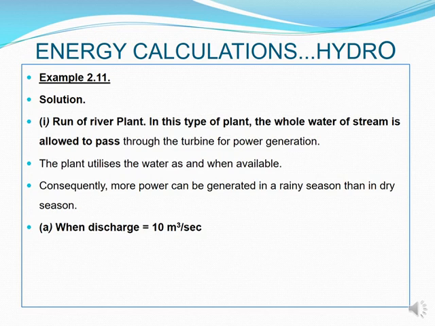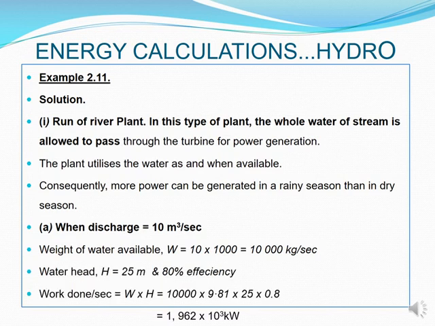So when we discharge the 10 cubic meter per second, we will have the weight of water available being the 10 multiplied by 1,000, which is 10,000 kilograms per second. Then when we talk about the water head, it will be the 25 meters, but we must remember we only have an 80% efficiency. So our H will actually be equal to that gravitational pull of 9.81 multiplied by the 25 meters multiplied by the 0.8 of efficiency. And then if we take that and we multiply it by W that we got on top for your weight, we'll have our work done per second, which is the 1,962.